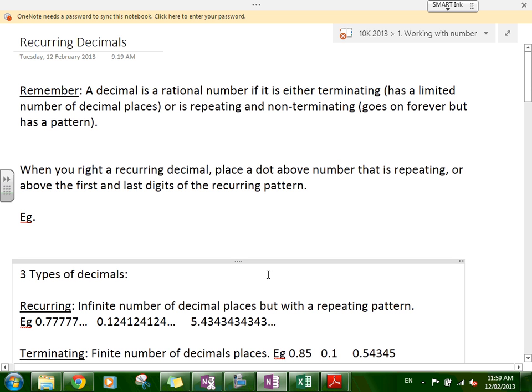So 0.1 repeating is a rational number. 0.6222222 that goes on forever is a rational number. 0.125, 125, 125, 125 where it goes on forever with a 125 pattern, that's also rational. You can have any number of digits in the pattern, just as long as it's repeating, it's going to be a rational number.